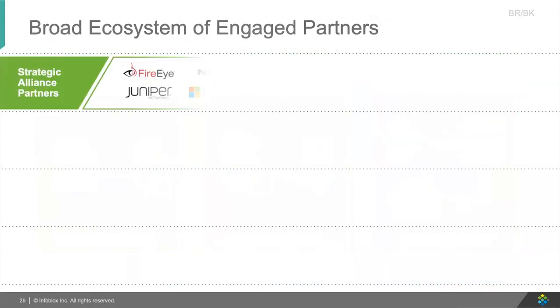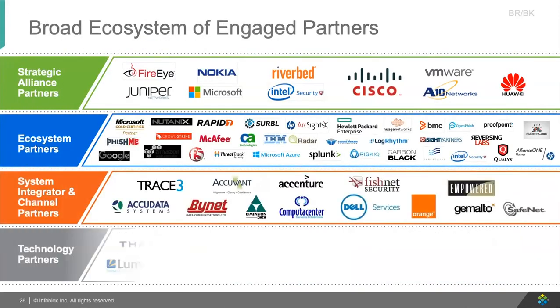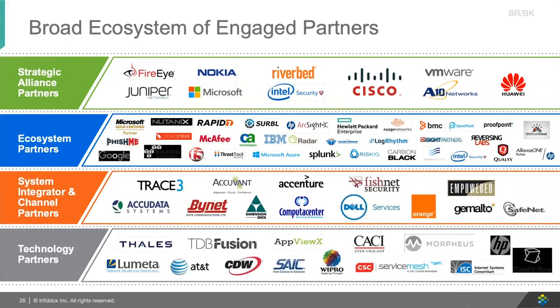I did want to share with you the ecosystem of engaged partners that we have. If you just look at that list, it's pretty impressive in terms of the number of integrations, and we're adding to these all the time, whether they're strategic alliance partners, ecosystem partners, system integrators or tech partners. We are one of the unique core network service DDI companies that have realized a bigger picture that includes security. The more people that are looking at this data, the more that we're sharing threat data, the more prepared your environment will be.